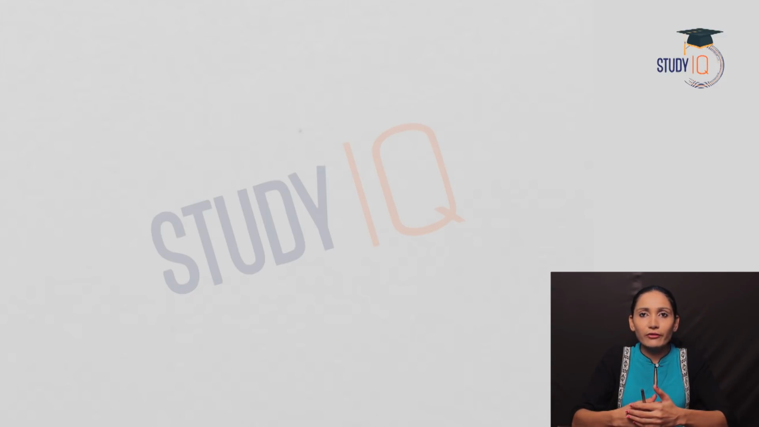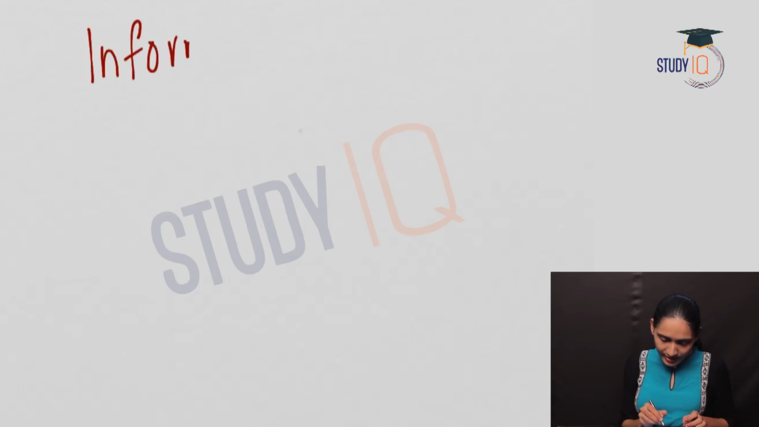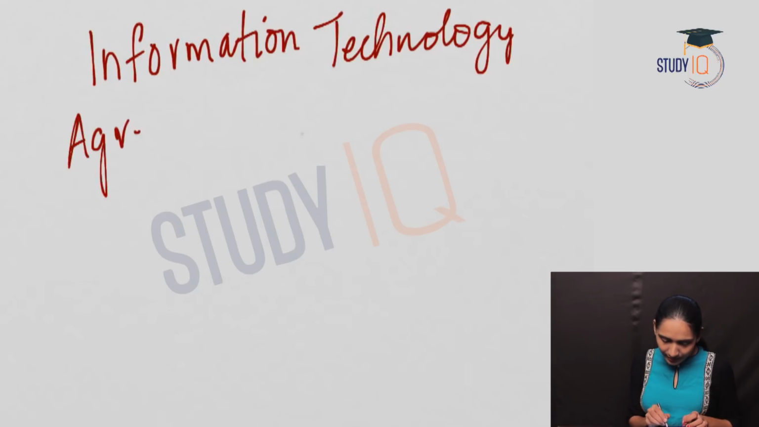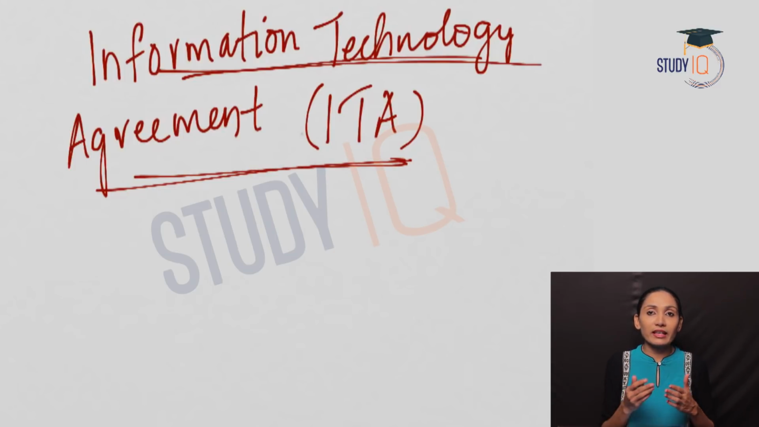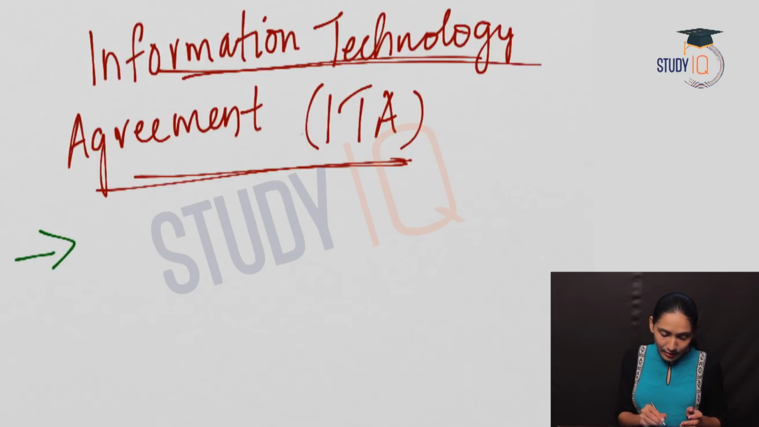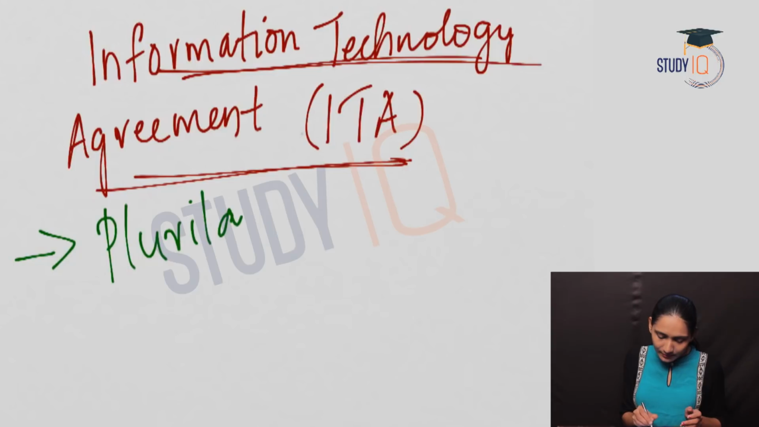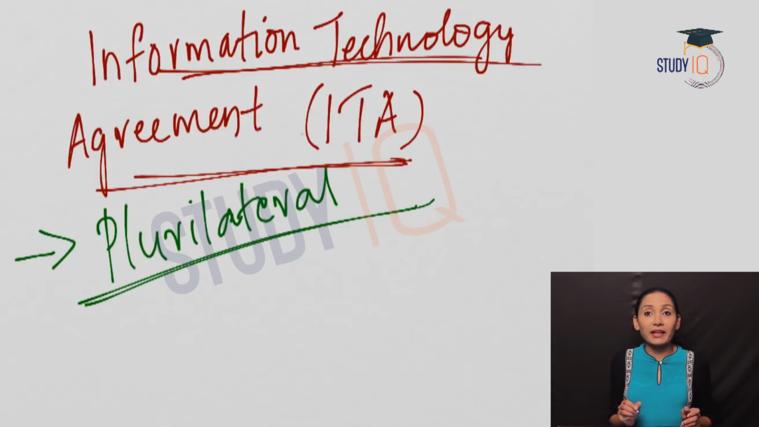Next, let us see what is the Information Technology Agreement of the World Trade Organization, the ITA. The first thing to be noted in the Information Technology Agreement is that it is a plurilateral agreement. What does a plurilateral agreement mean? Plurilateral agreement means that this agreement is not binding on its members. So it is not compulsory that the members should comply with this agreement. So it is not binding.